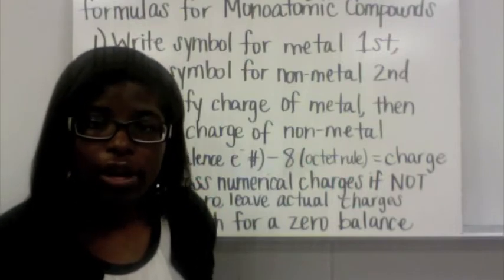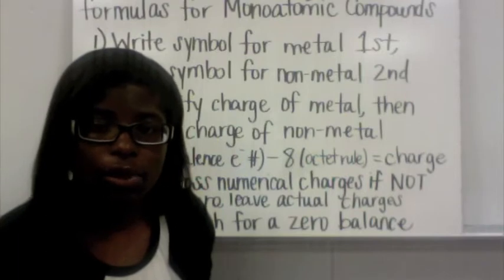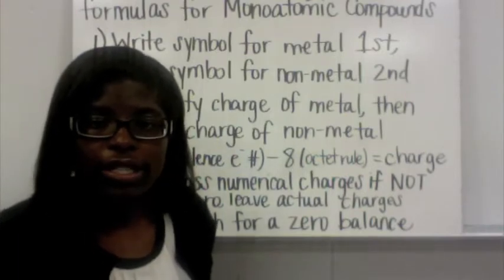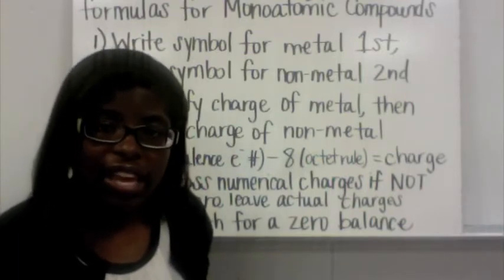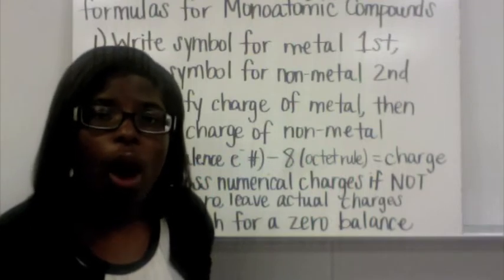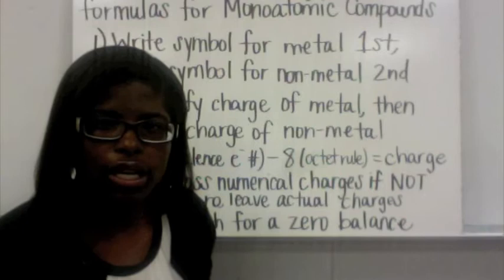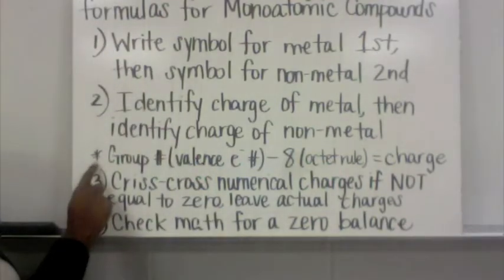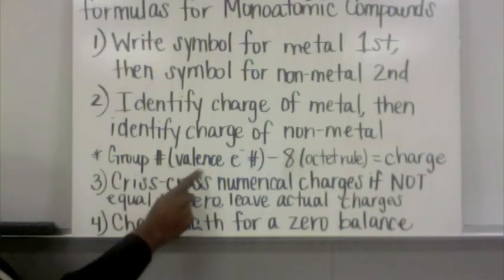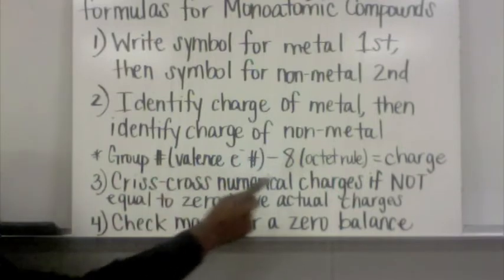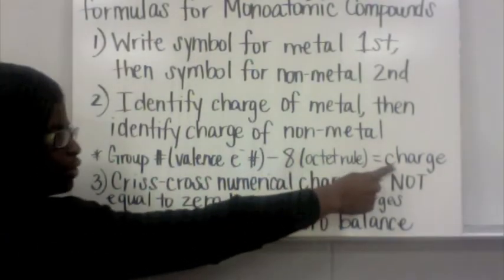But also remember, there are always exceptions to some of those rules. For example, aluminum. Aluminum is in the same family as boron, but aluminum will always have a +3 charge. So be careful. You have to remember to include our exceptions. Group number and valence electron number are the same. You're going to subtract 8. That's going to give you the charge.